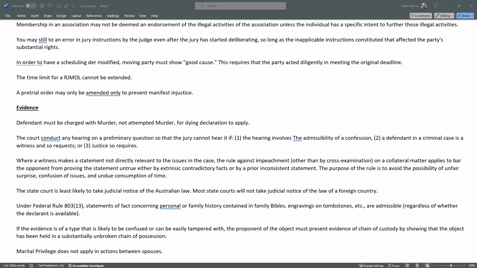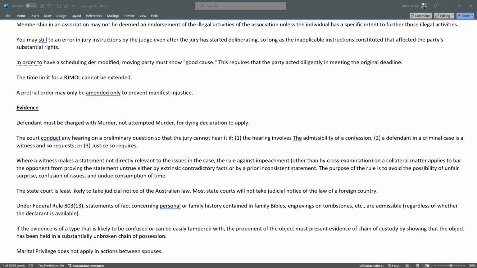You may still object to an error in jury instructions by the judge even after the jury has started deliberating, so long as the inapplicable instructions affected the party's substantial rights. In order to have a scheduling order modified, the moving party must show good cause. This requires that the party acted diligently in meeting the original deadline.